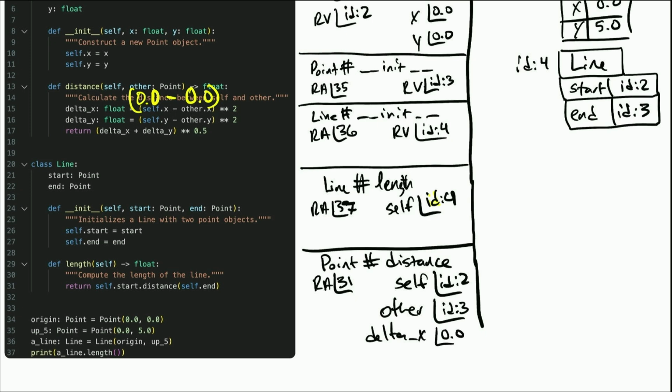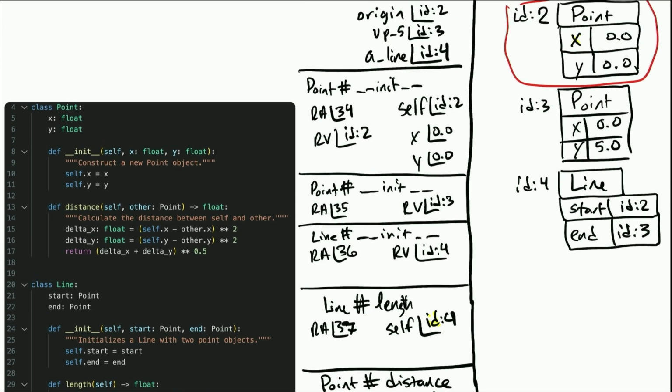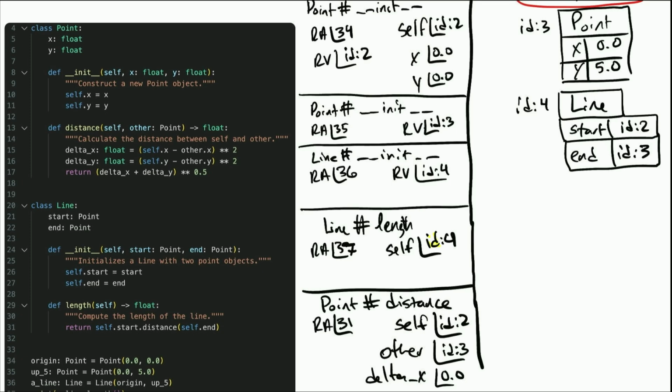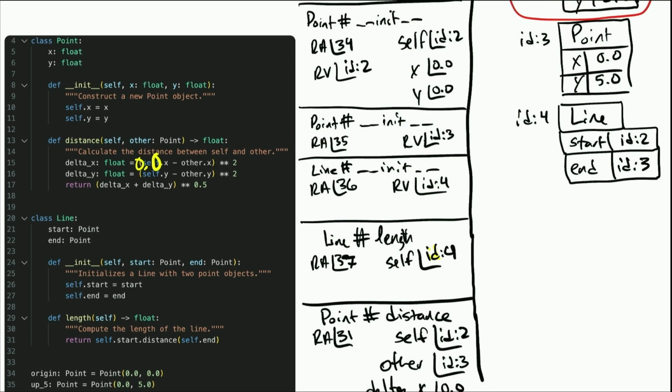And then we look at delta y. And this time around, so delta y, self is ID2, ID2.y is 0. Okay. So self.y is 0. And other.y is ID3. ID3's y attribute is 5.0, right? That's, again, ID3 for other, and that goes to 5.0 here. Cool. And so now what we're going to do is write in 5.0. This will be just negative 5.0. Negative 5.0 squared is 25.0, right?